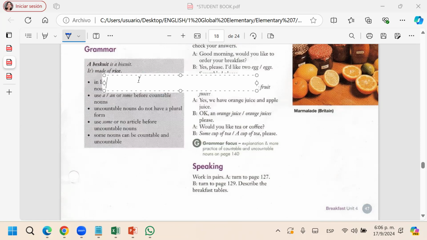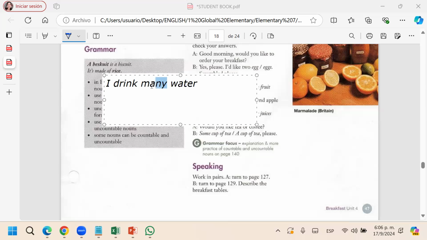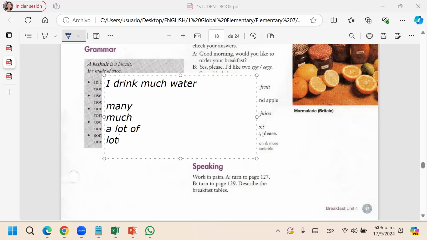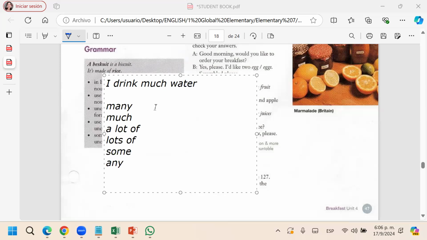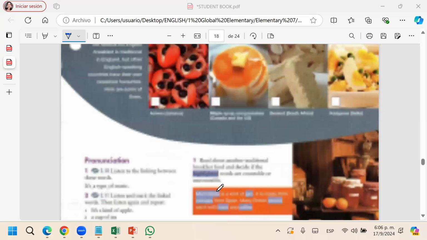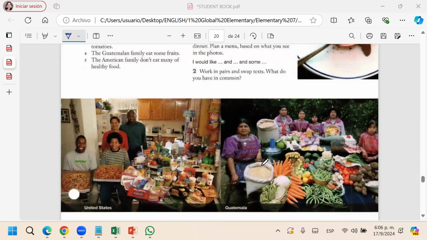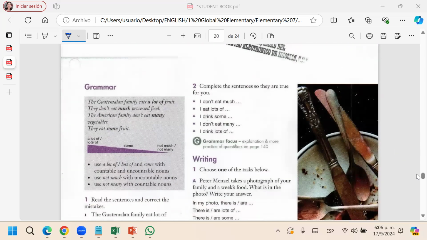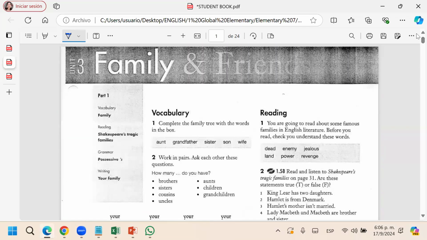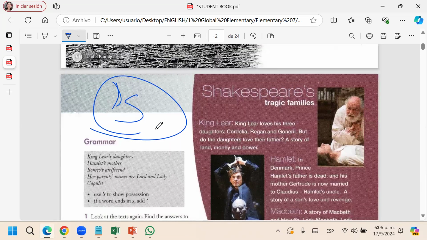Or for example, when you say, I drink many water, I say, no, not many, much water, because water is uncountable. You cannot say many water. So in this level, we're going to study this: many, much, a lot of, lots of, a little bit, any. This is going to be for the last week of the level. So let's start. Today we're going to start with the apostrophe S.